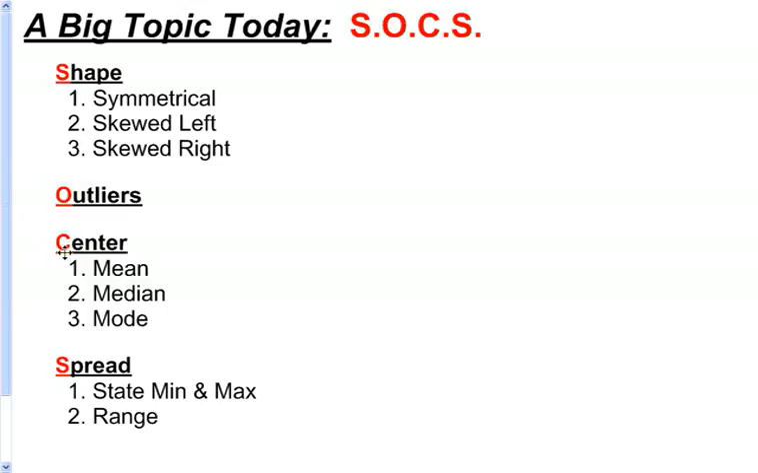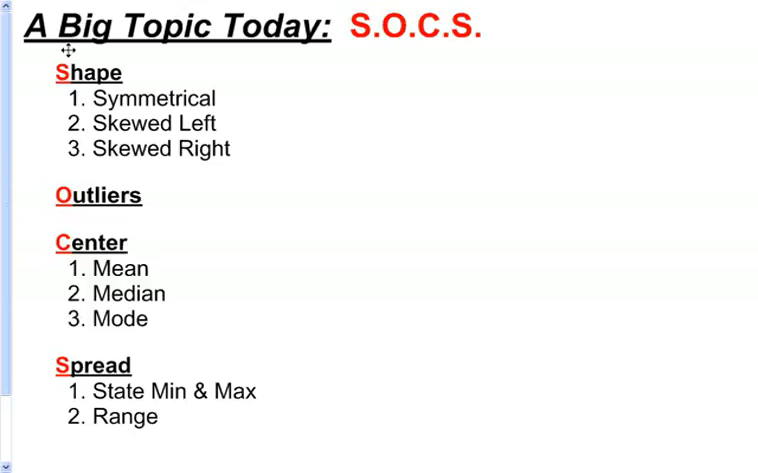The C stands for center. What is the center of my data? What's the middle? And there's different ways to find middle. We can find the mean, or just the average. That's kind of a middle. We can find the median, which is actually the middle number when I line them all up. And we can find mode, which is kind of the most common, oftentimes occurring somewhere towards the center.